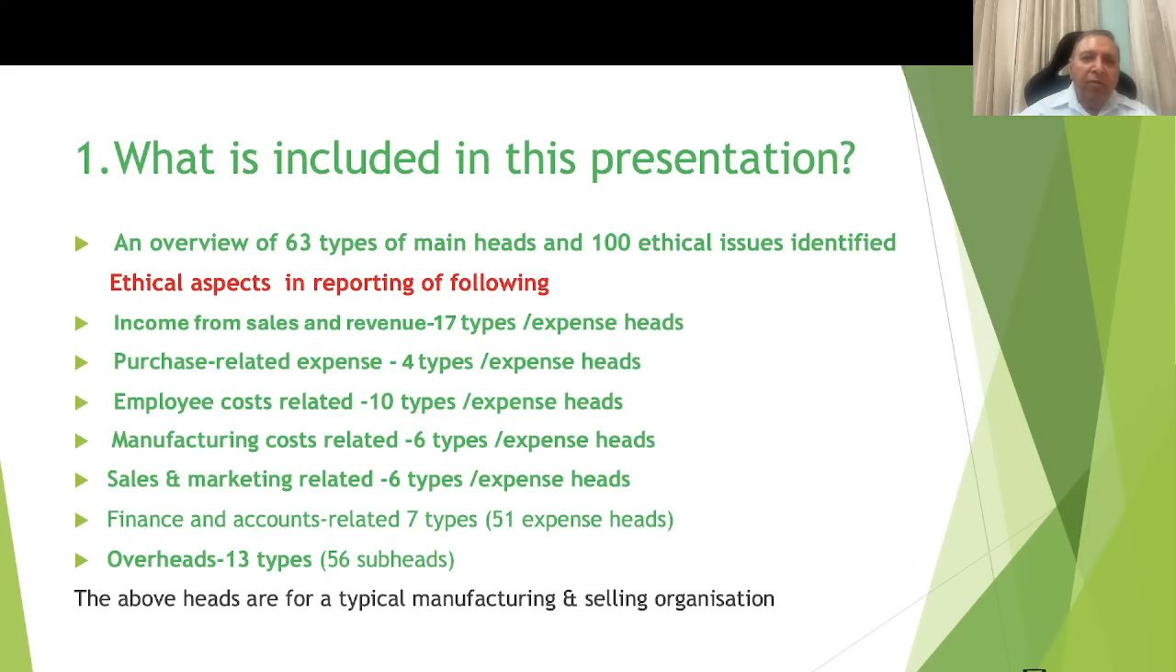What I plan to include in this presentation are an overview of the 63 types of main heads for these P&L accounts, and listing of 100 unethical issues identified, just the numbers. Now I'll be covering these for various heads like income from sales and revenue, 17 types of expense heads, purchase related expenses, 4 types of expense heads, employee costs, 10 types of expense heads, manufacturing cost related, 6 types of expense heads, sales and marketing related, 6 types of expense heads, finance accounts related, 7 types, which have 51 expense heads in detail, and overheads 13 types, which have got 56 subheads in detail.